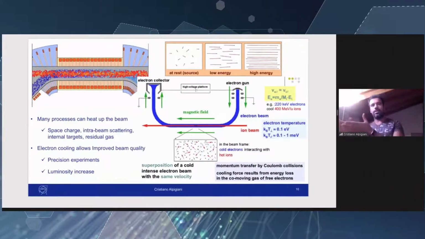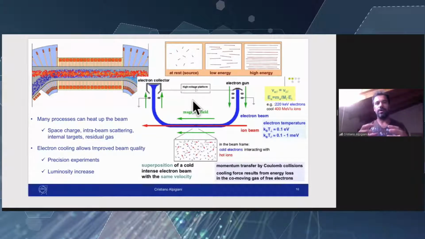So the 2 blue towers that Dominique was mentioning are used to, how do we say, cool down the beam. Now, you have to imagine this beam of antiprotons as a sort of gas, right?